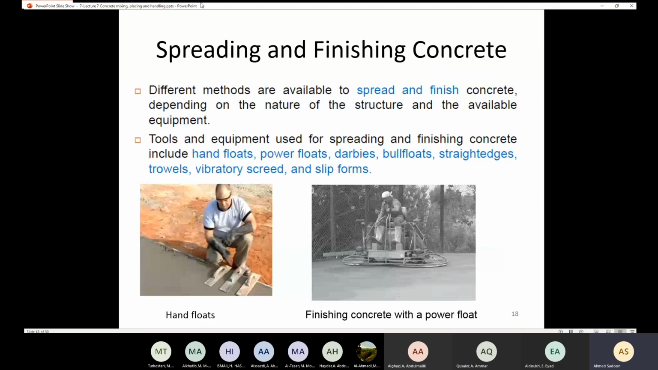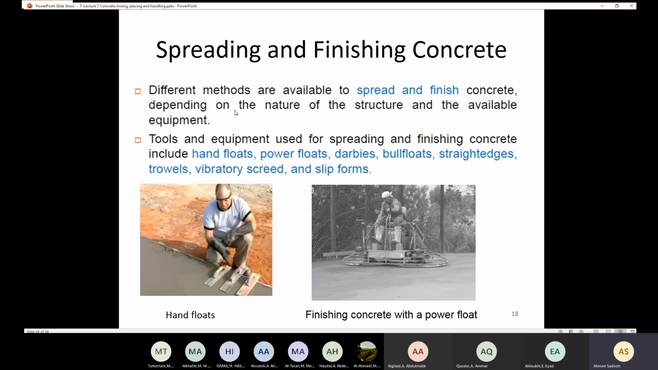So now we need to talk about how to spread and finish the concrete. Different methods are available to spread and finish concrete. It depends on the nature of the structure and the available equipment. So I have many ways to spread and finish the concrete. Which one is going to be used? It depends on the structure and the available equipment.